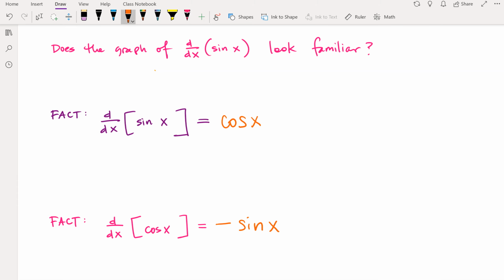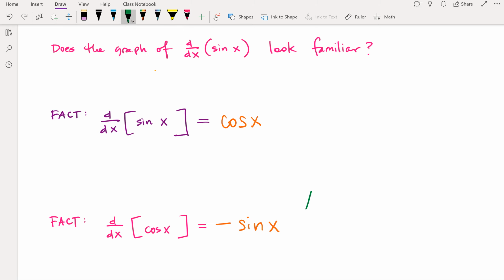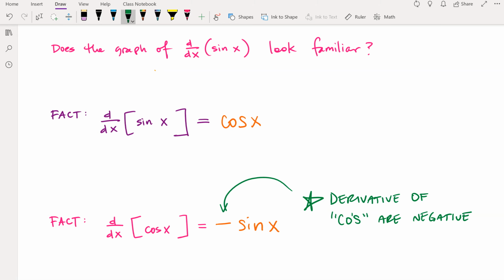All right, and then I want you to put a little star, a note to yourself. This is really important. Note to self: the derivative of the cos functions, the things that have co in front of them, cosine, cotangent, cosecant, are always negative. So that's why the derivative of cosine is negative sine.